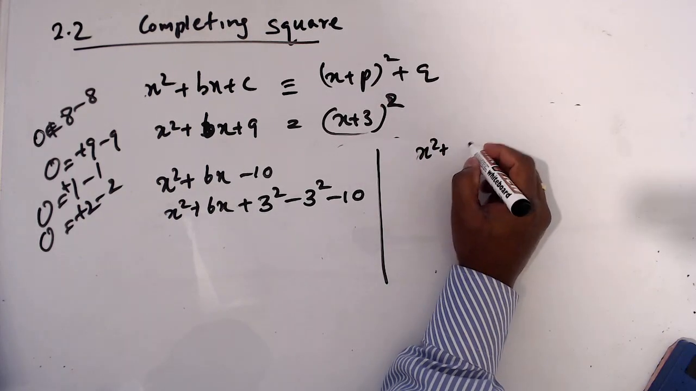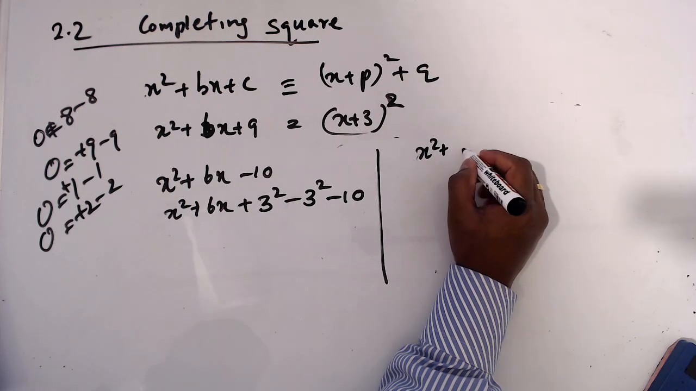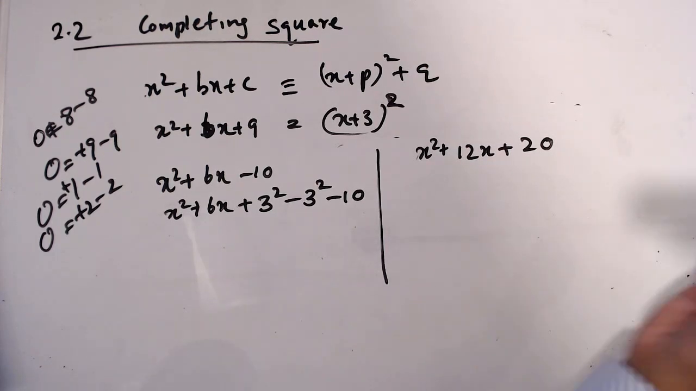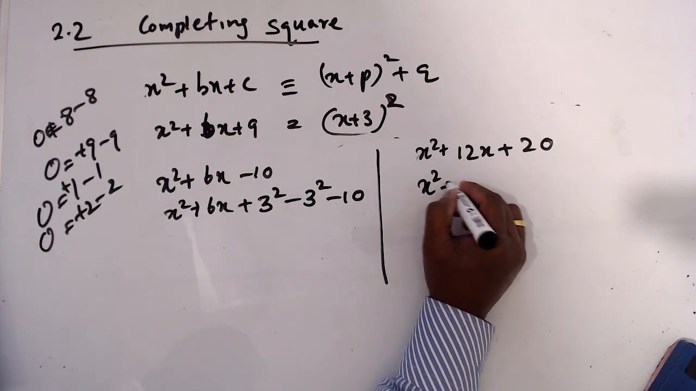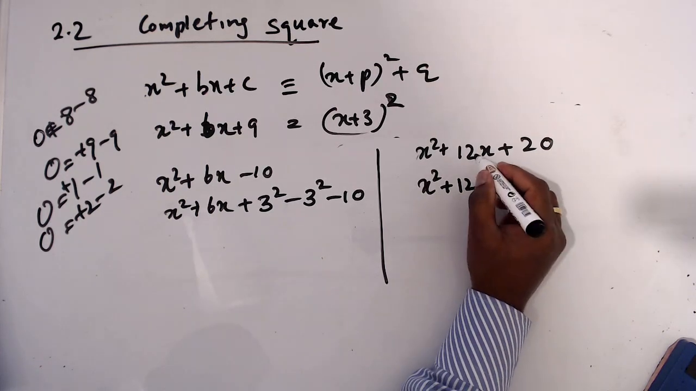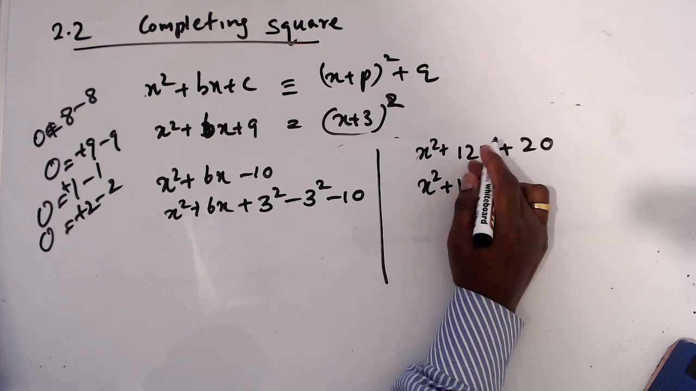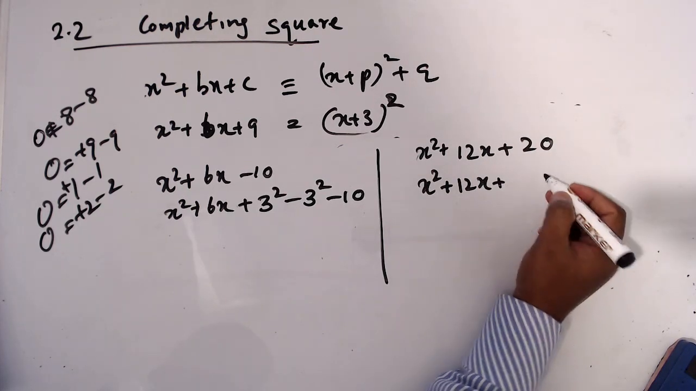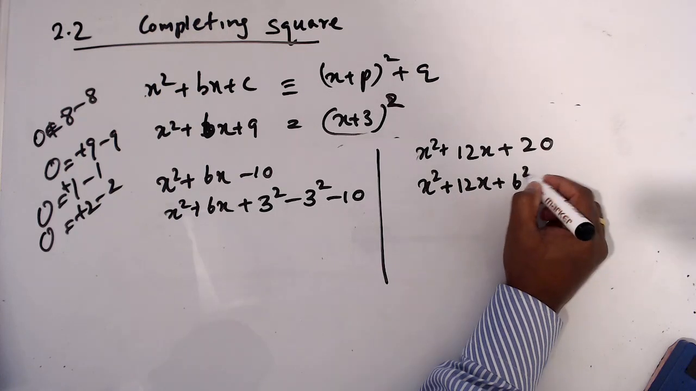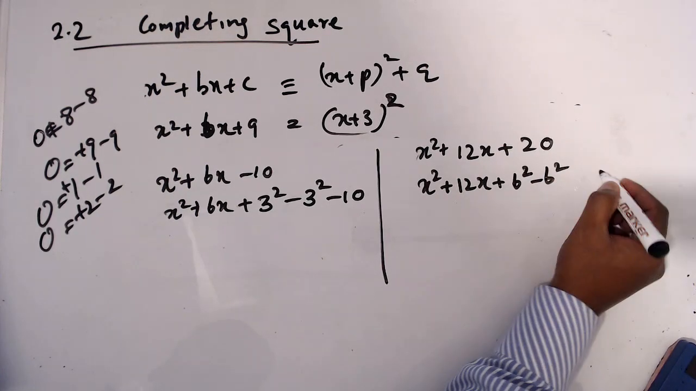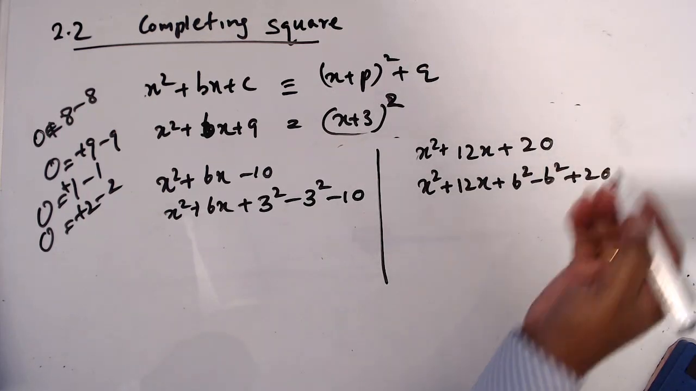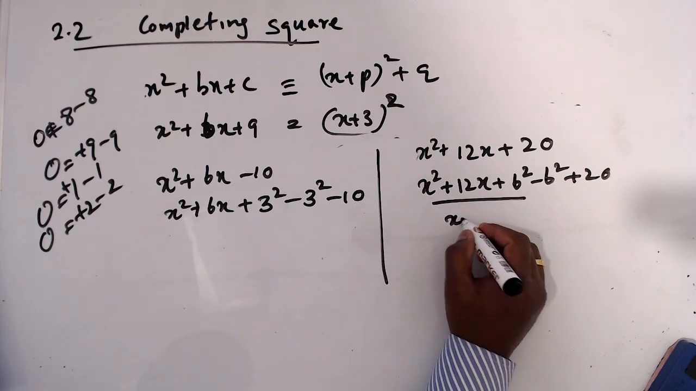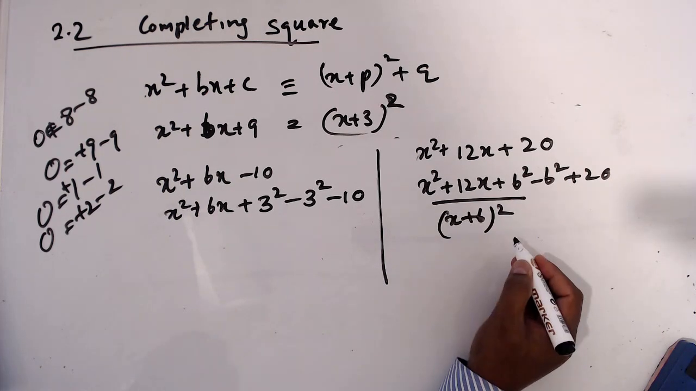x square plus 12x plus 20. Before, I write x square and then 12x. Then I take half of the x coefficient, which is 6, since 12 divided by 2 is 6. Then I square it, so 6 square, and I add it, and I minus it as well, and plus 20 was there. Then I can write this as x plus 6 square.